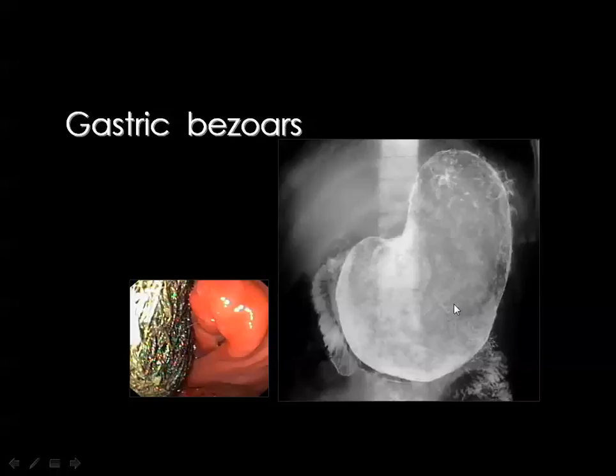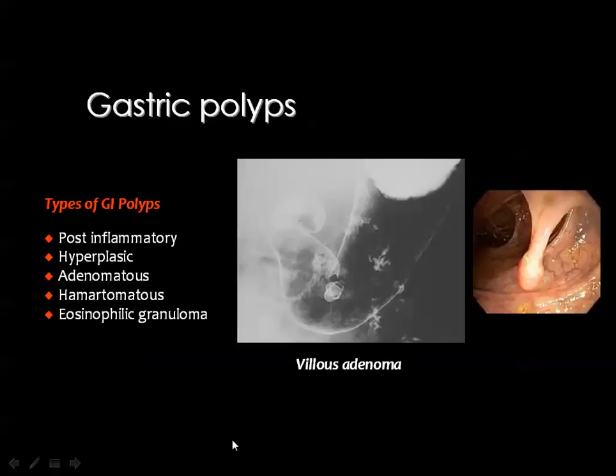This is the barium study, and this is the endoscopic appearance of a gastric bezoar, made of some plastic threads which are indigestible, that has accumulated inside the stomach, blocking the whole cavity of the stomach.